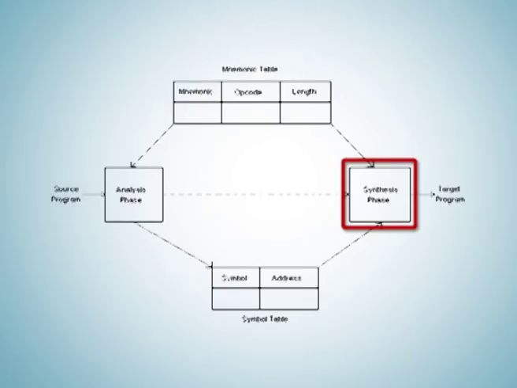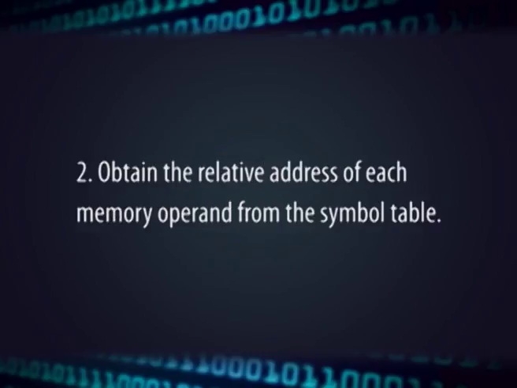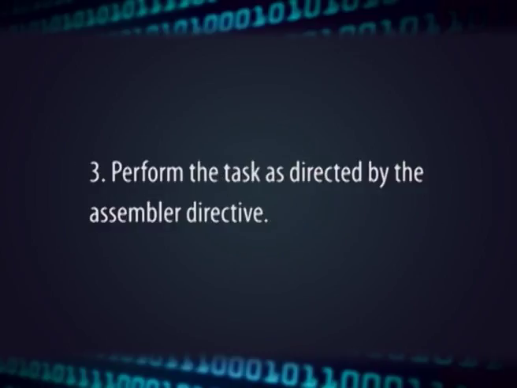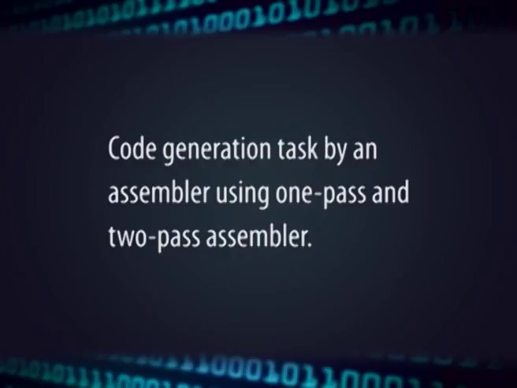In the second pass, the assembler does the following tasks for the synthesis of the machine codes. First, obtain the machine code corresponding to the mnemonic from the mnemonics table and obtain the relative address of each memory operand from the symbol table. Third, perform the task as directed by the assembler directive. Fourth, generate the machine code and resolve address references with the relative addresses. So, this is all about the code generation task by an assembler using 1-pass and 2-pass assemblers.